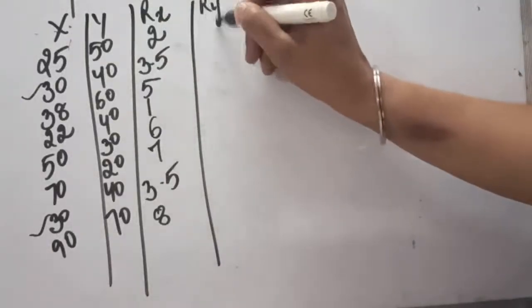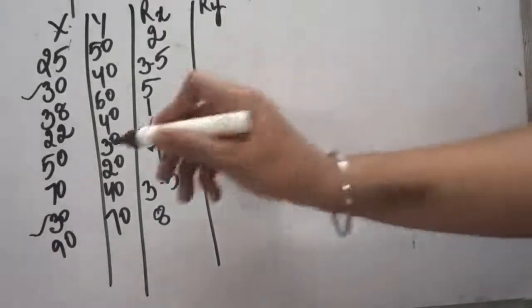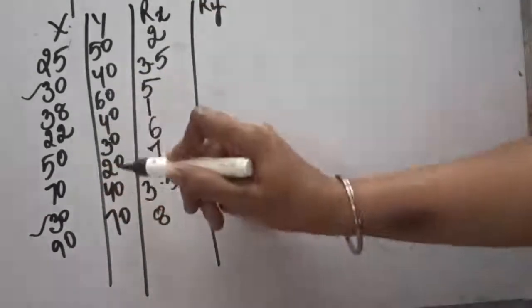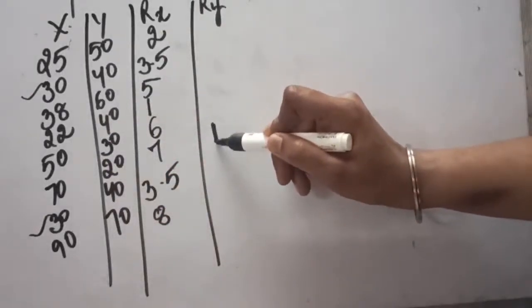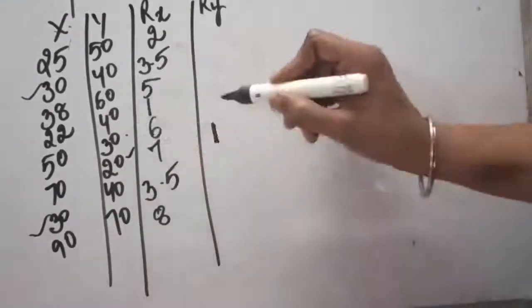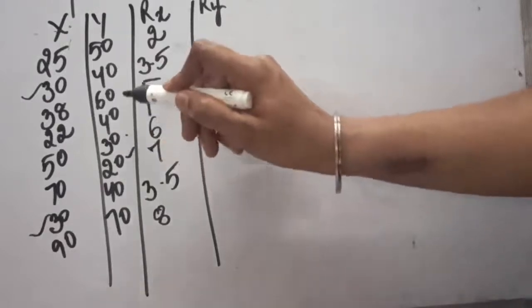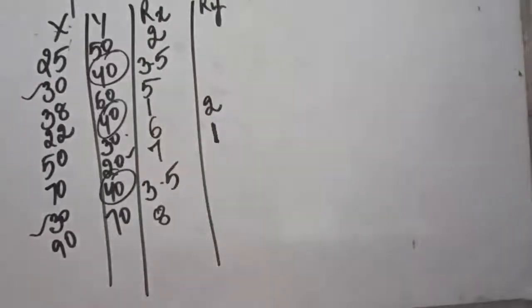Same we will do with the other series, that is the rank of the Y series. Here also we will start with the minimum element. The minimum element in this series is 20, so we will give it 1. Next, after 20 we have 30. This occurs once, so we will give it rank number 2. After 30 we have 40. Now you can see 40, 40, 40. It is repeating 3 times.